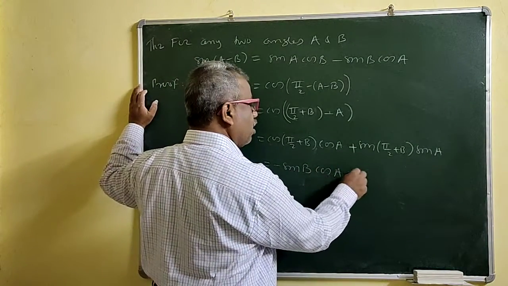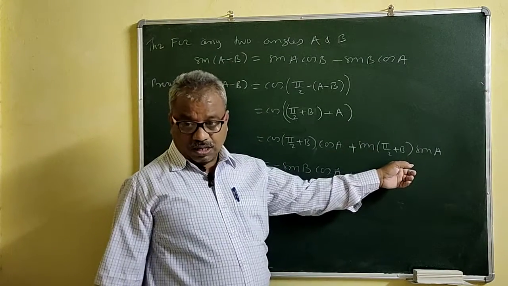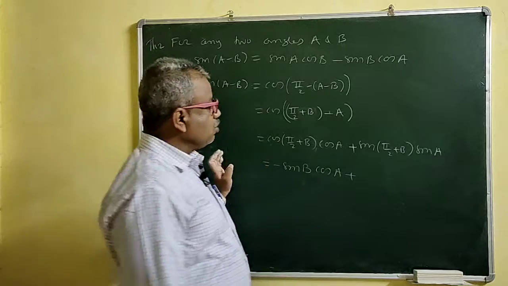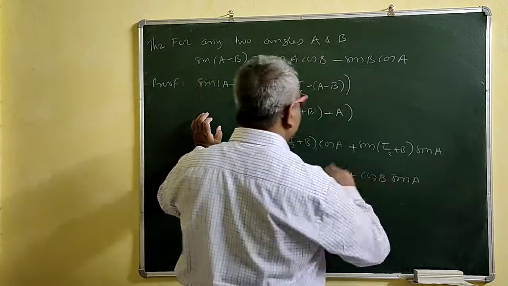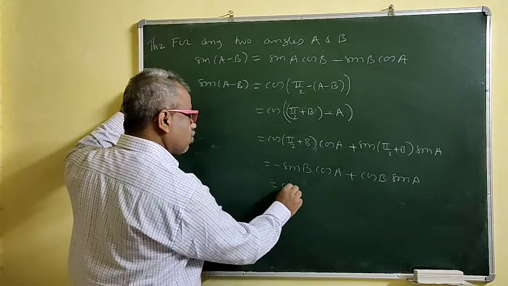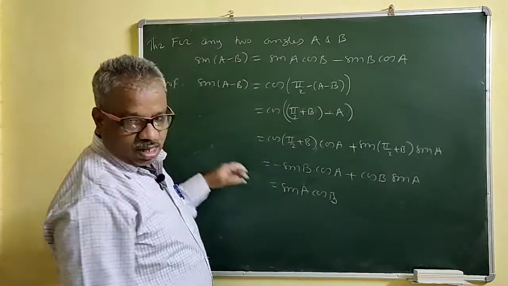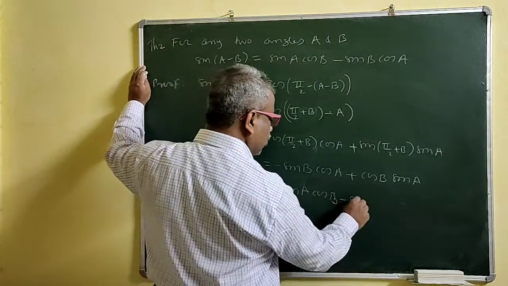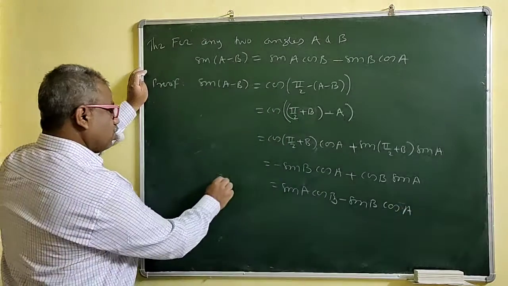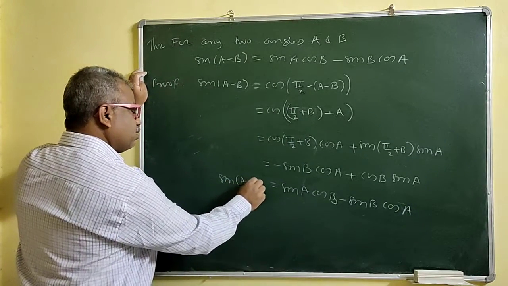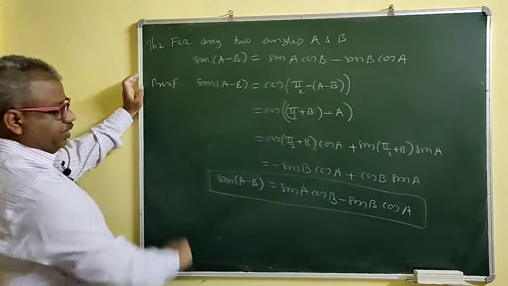Now sin of pi by 2 plus B is cos B. So this is cos B sin A. Now we'll rearrange this. We get sin A cos B as the first term, and then the minus term, sin B cos A. And we get the formula for sin of A minus B. So remember this formula.